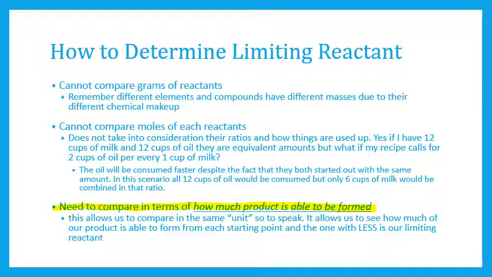We're not going to compare moles of each reactant because, as I have detailed in this little description, that's not going to consider the ratio or the proportion in which they're combined. So we might have 2 to 1 or 1 to 2, stuff like that, and it's not going to really tell us how quickly they're used up. So we need to compare in terms of how much product we're able to form, because that's going to show us the true amount we're going to be able to produce. And obviously the one that's going to produce less product is our limiting reactant.